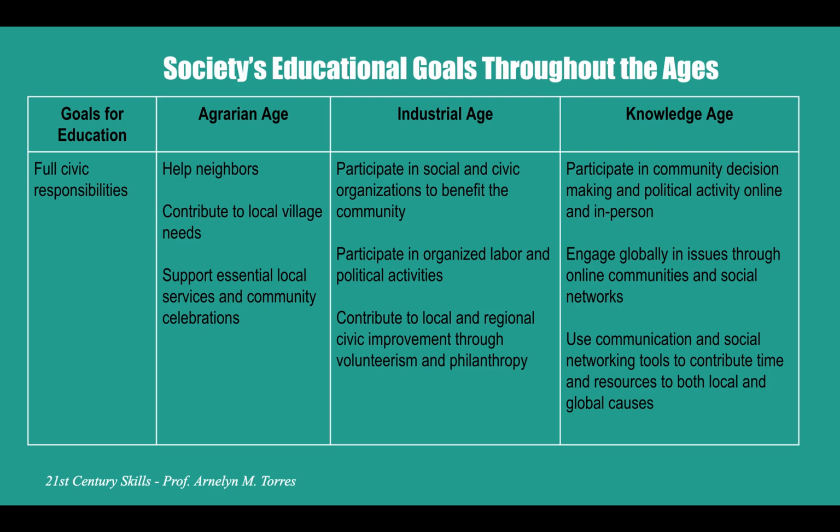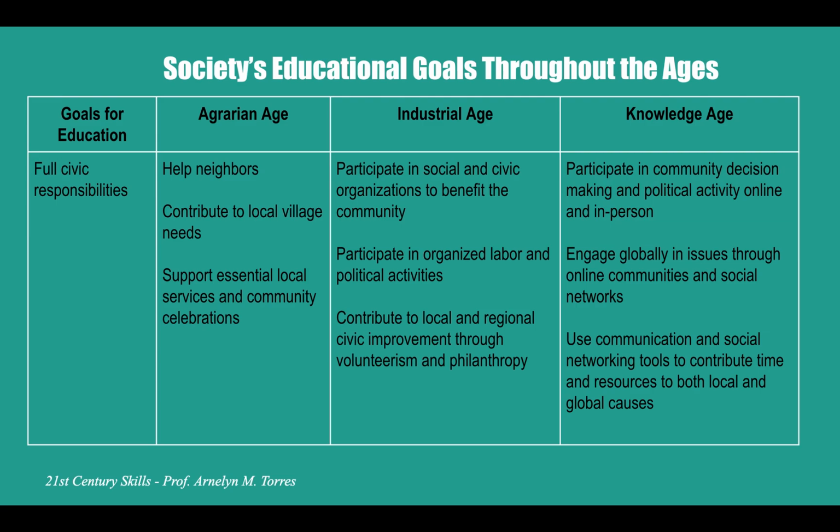And the third would be to support essential local services and community celebrations. What are essential local services? Maybe conducting a meeting for the whole community, or maybe celebrating a feast, or maybe celebrating a wedding, or having a wedding in one family. So, those are the expectations during the agrarian age when it comes to civic responsibilities.